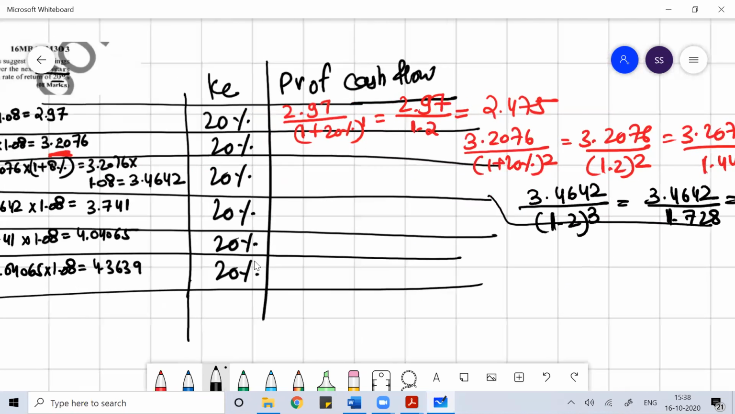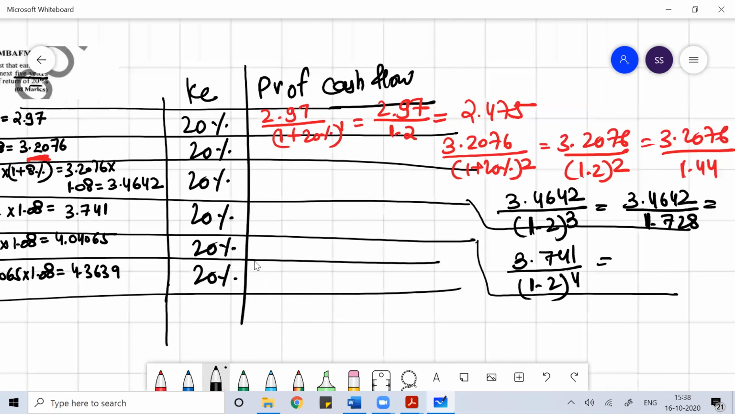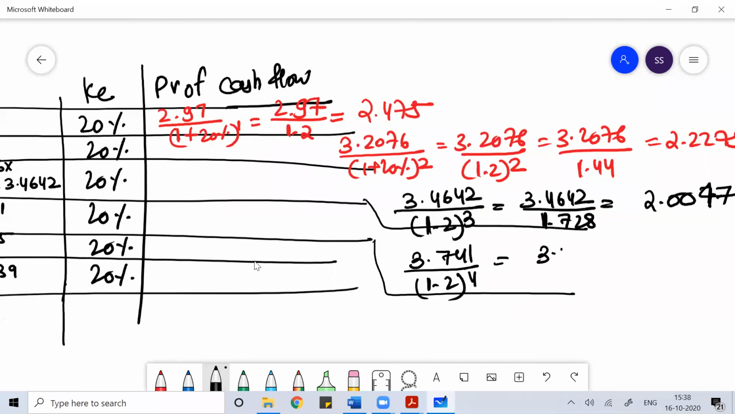Then for the fourth year, the value would be 3.741 divided by 1.2 to the power 4. So this is 3.741 divided by 1.2 to the power 4, that is 2.0736.